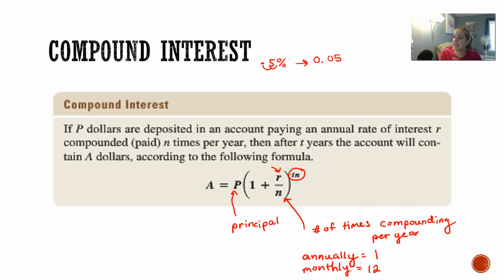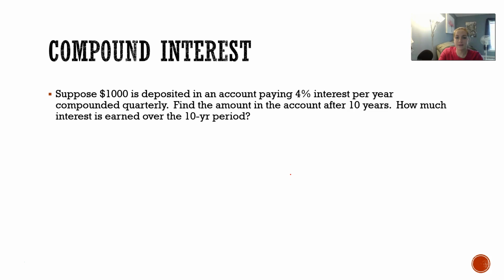But t times n is the number of times you're compounding. Okay, so suppose you deposit $1,000 in an account paying 4% interest per year, compounded quarterly. So remember I told you they're going to tell you how many times you're compounding. So here we're compounding quarterly. Find the amount in the account after 10 years. How much interest is earned over the 10-year period that you're investing in?